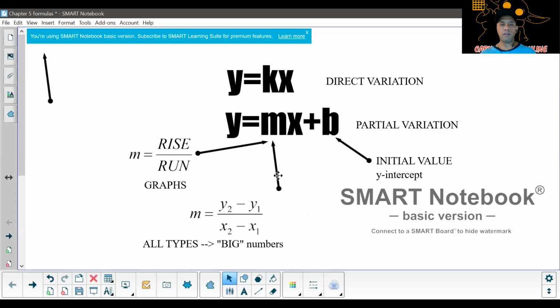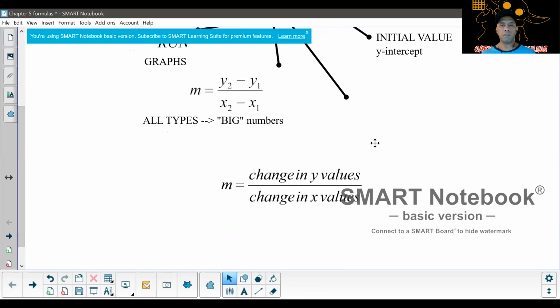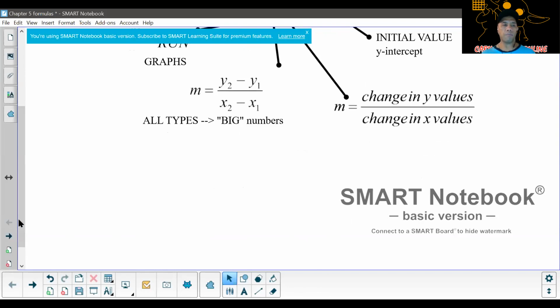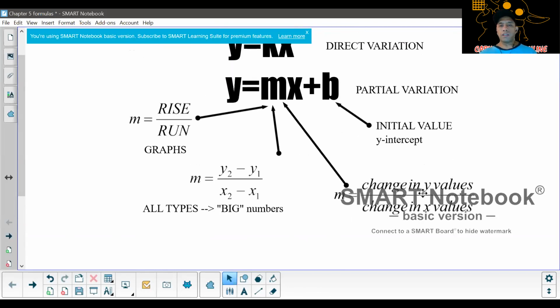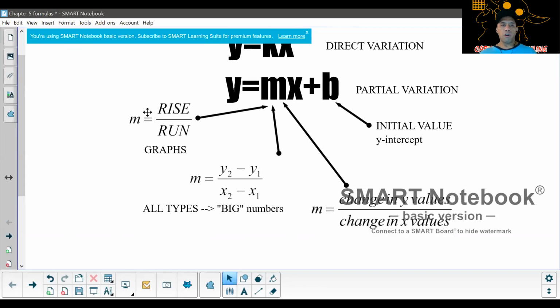Now, one additional thing we're going to add is that you have now learned a third way to calculate slope, and we're going to write it down right here. This will be a nice little summary of all the things that we've covered in this chapter. When you're looking at the b, that was the initial value where the line touches the y-axis, and now you know this is the y-intercept.